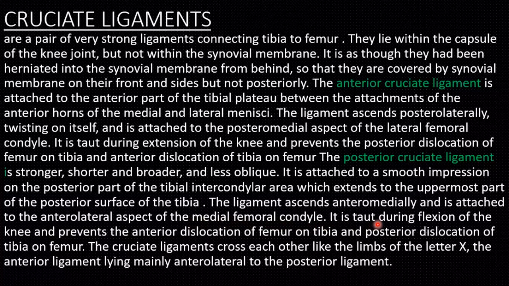Consider which movement it prevents, which tibial movement it prevents relative to femur. So if it is the posterior one, it will prevent posterior dislocation of tibia on femur, or it will prevent the anterior dislocation of femur on tibia. Same thing. Now, cruciate ligaments usually cross each other like the limbs of the letter X, so they form a cross. Now, under the name cruciate.